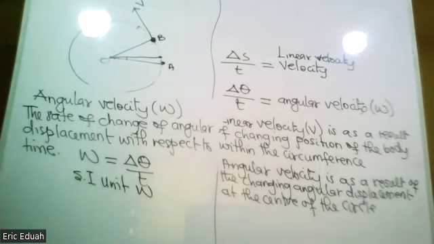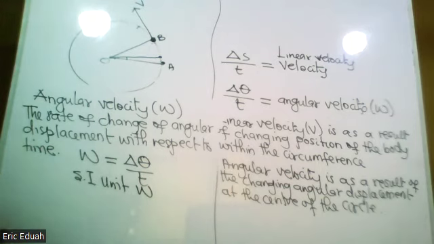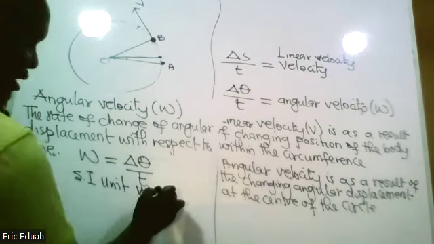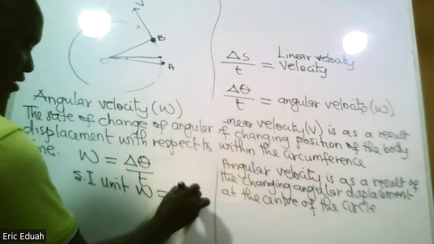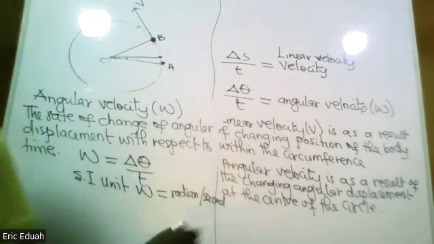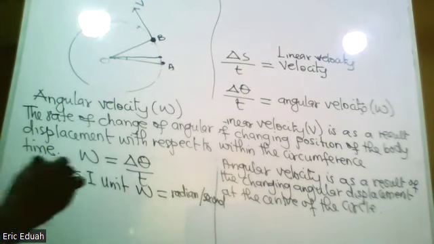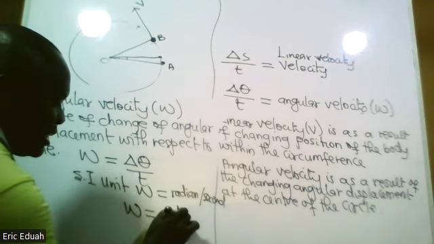Rad per second. No, say it well. Radian per second. I said when you are saying it, it is radian; when you are writing, it is rad. So the SI unit of omega is radian per second, which is shortened as rad/s.